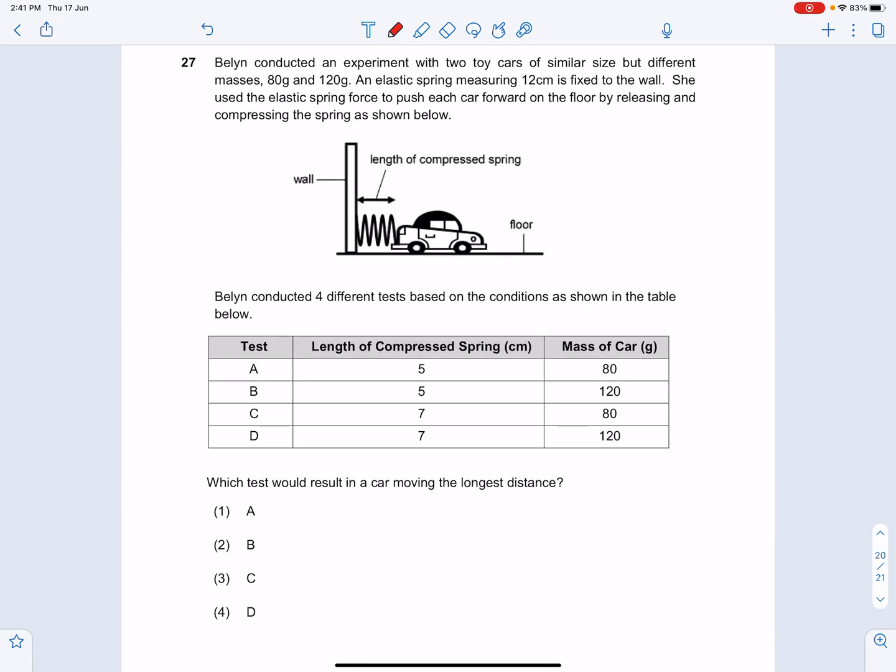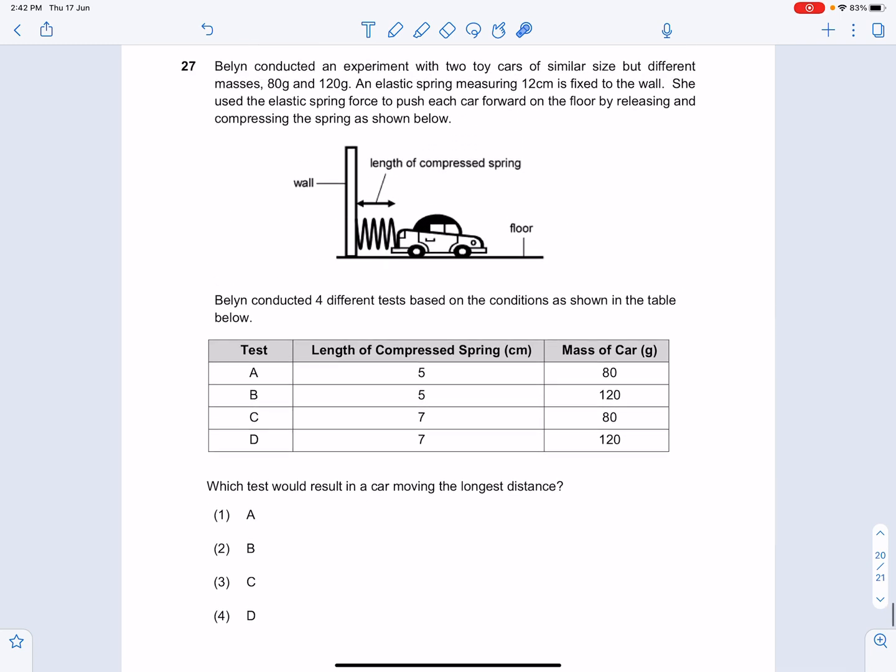Number 27. Berlin conducted an experiment with 2 toy cars of similar size but different masses, 80 and 120. An elastic spring measuring 12 cm is fixed to the wall. She uses the elastic spring force to push each car forward on the floor by releasing the compressed spring as shown. She conducted 4 different tests based on the conditions shown in the table below. The length of the compressed spring is changed together with the mass of the car. Which test would result in the car moving the greatest distance?